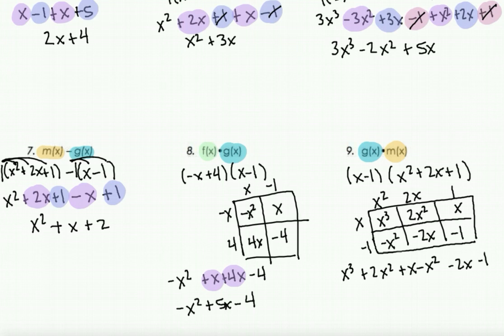And then I'll combine my like terms. So my like terms would be my x squareds, and then my x's. My x cubed doesn't have a like term, but it needs to go first because it's got the highest exponent. 2x squared minus x squared would go next, so that would be plus x squared. X minus 2x will give me negative x, which will come next. And then my constant negative 1 should be at the end.